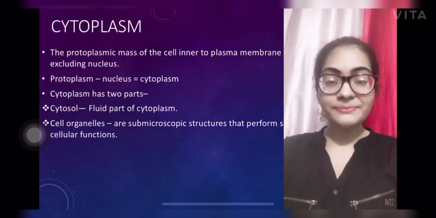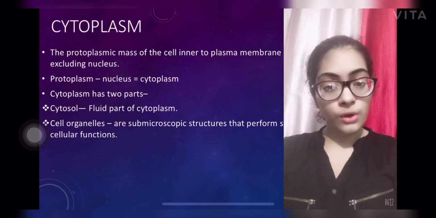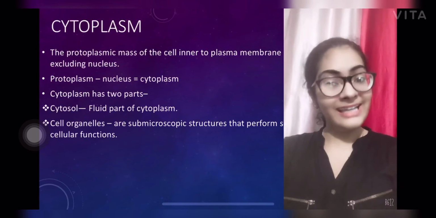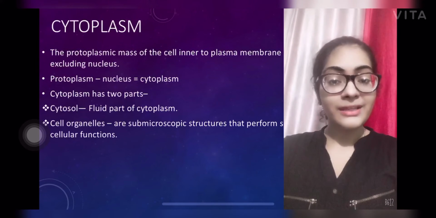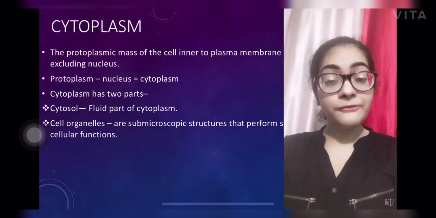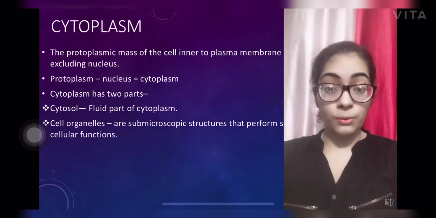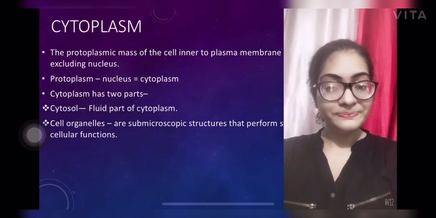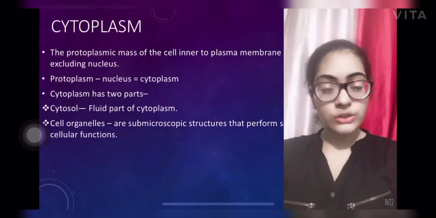Cytoplasm has two parts. It is cytosol and cell organelles. Repeat after me. It is cytosol and cell organelles. Simple. Cytosol is the fluid part of the cytoplasm. What is cytosol? Mark 3 stars. It is the fluid part of the cytoplasm.